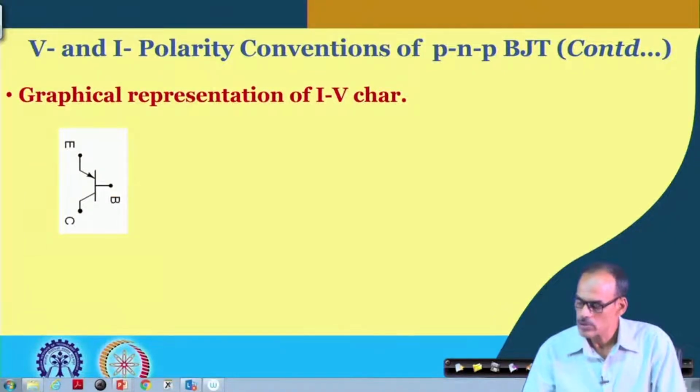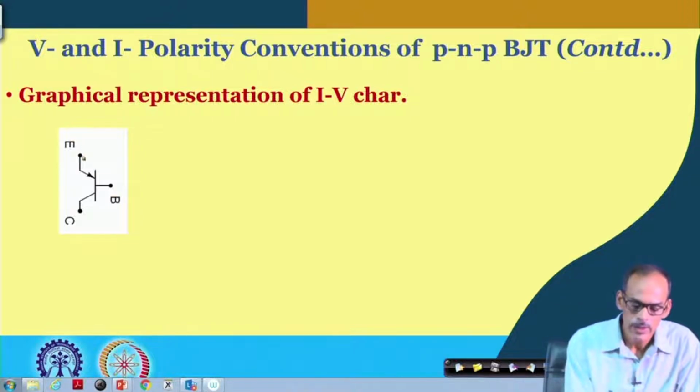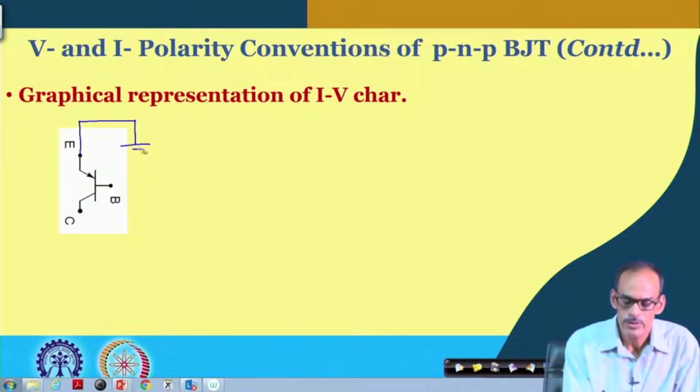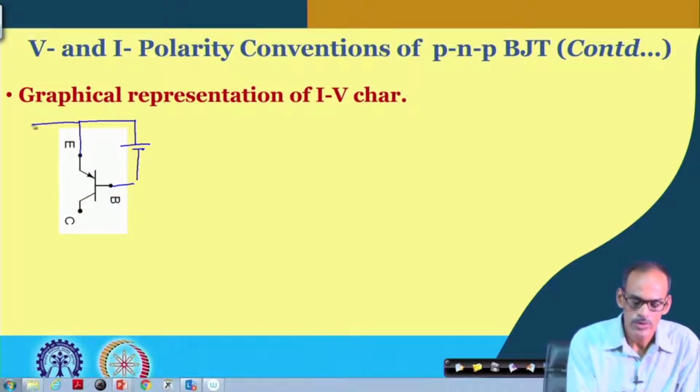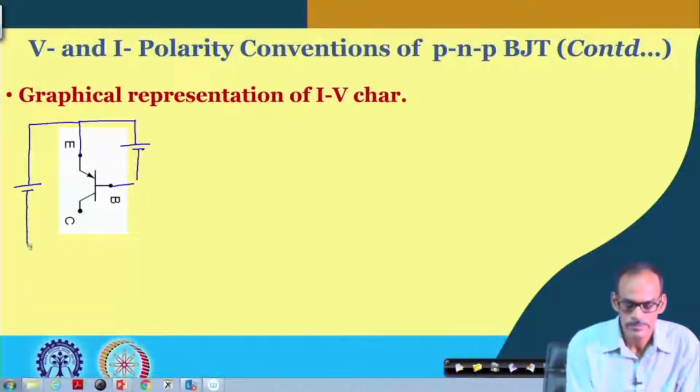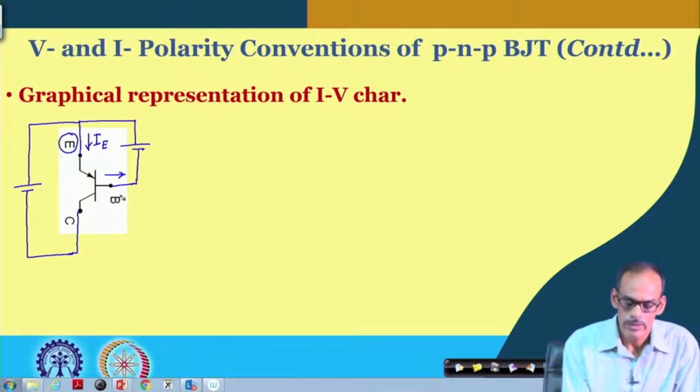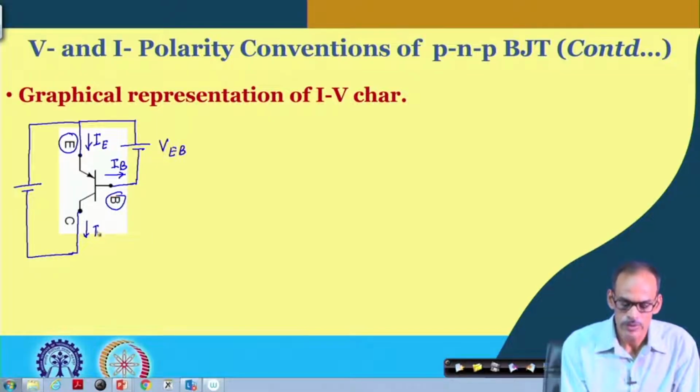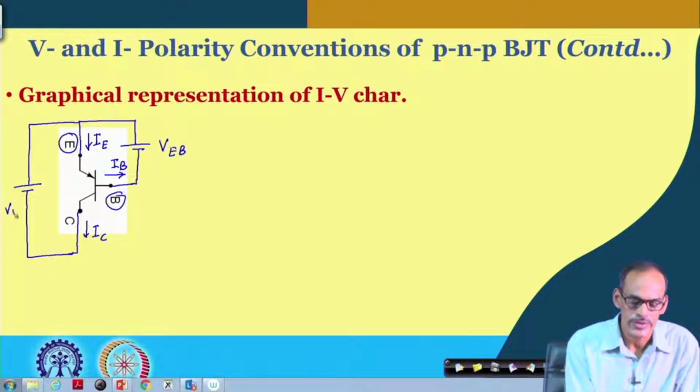So, going back to the biases we have here, we have emitter to base bias here and emitter to collector bias here. The corresponding base current is in this direction, the corresponding emitter current is getting into the device through the emitter terminal, and this is I b, this is VEB, and the collector current is coming out of the device, and this is VEC.